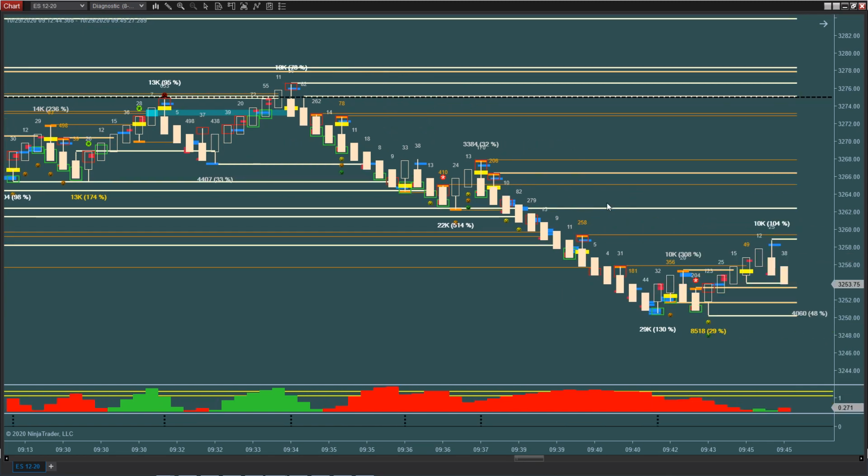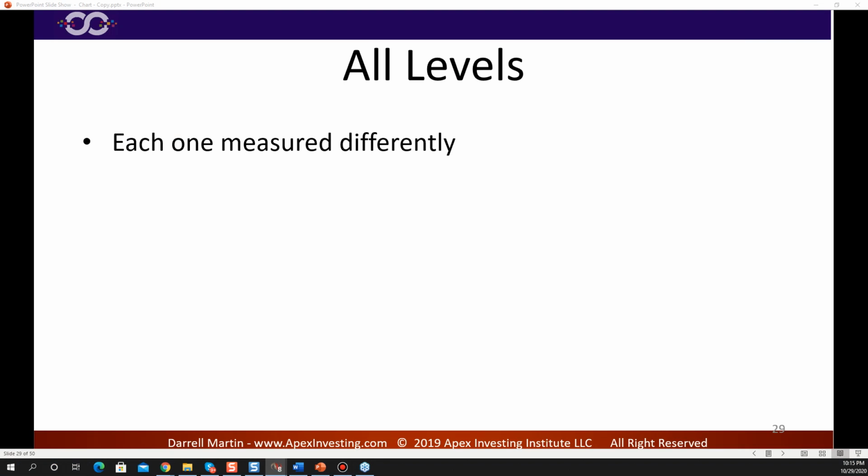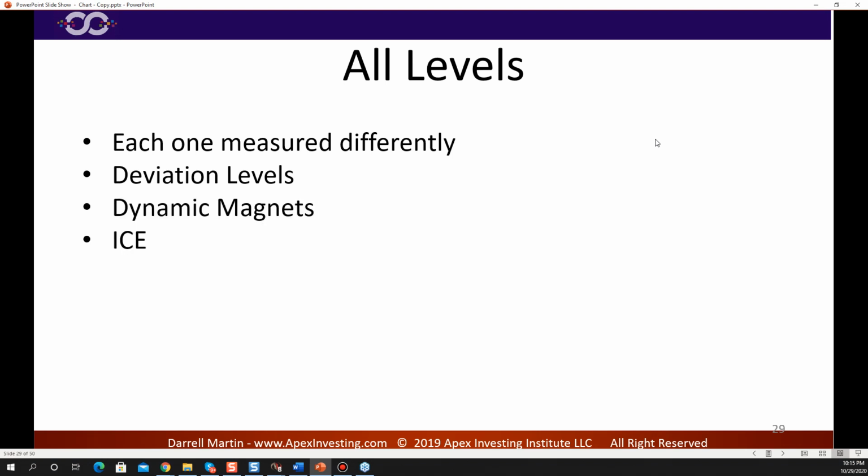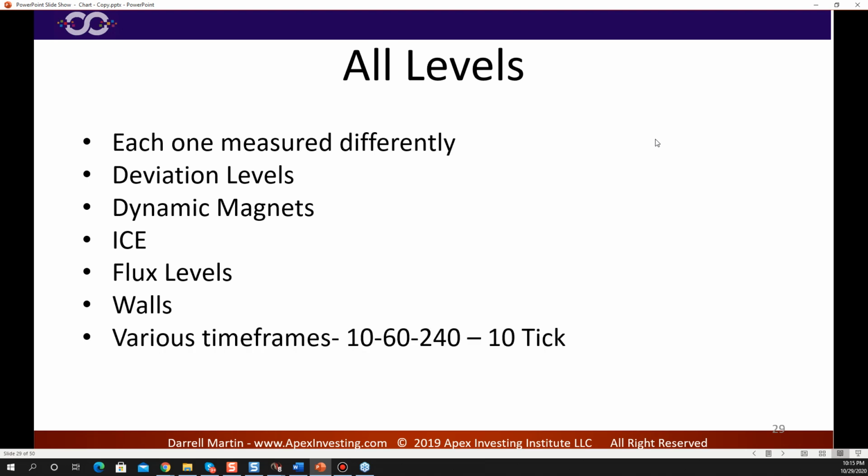There's still a few other things on the chart we haven't got to that have a lot to do with divergence and volume. And I'm going to do a whole webinar on divergence. Okay, that's the spooky faces there. So for those of you that were on Tuesday night, I did not cover any of the order print stuff Tuesday, right? I talked to you about deviation levels, dynamic magnets, ice, flux levels, and walls, right? And each one of these things from the other night measured differently, right?